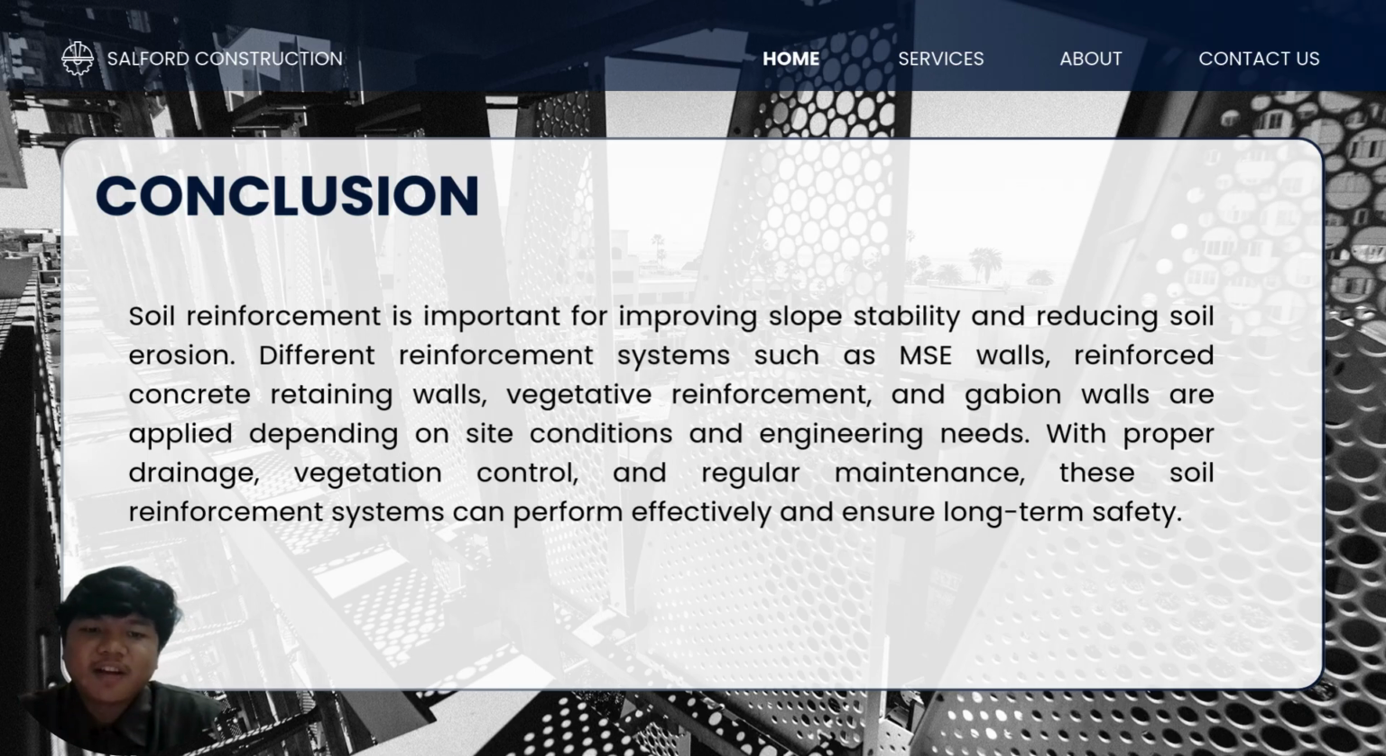In conclusion, soil reinforcement is important for improving slope stability and reducing soil erosion. Different reinforcement systems such as MSE walls, reinforced concrete retaining wall, vegetative reinforcement, and gabion wall are used based on the site condition and engineering requirement. With proper drainage, vegetation control, and regular maintenance, the system can work effectively and help ensure long-term safety.